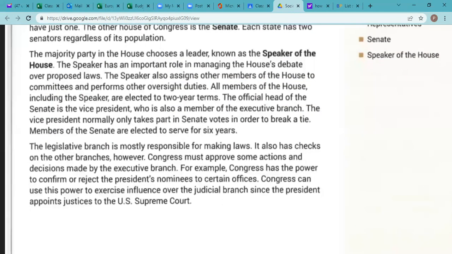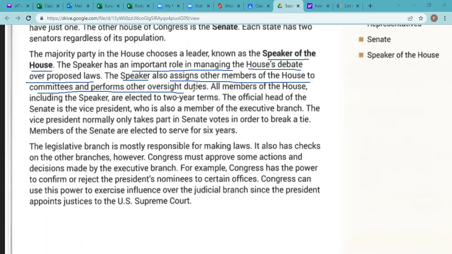It says here that the majority party in the House chooses a leader, and that leader is known as the Speaker of the House. Now, the Speaker of the House has very big responsibilities. Currently, our Speaker of the House is Nancy Pelosi. All right. So it says here the Speaker has an important role in managing the House's debate over proposed laws. The Speaker also assigns other members of the House to committees that are going to perform other oversight duties.